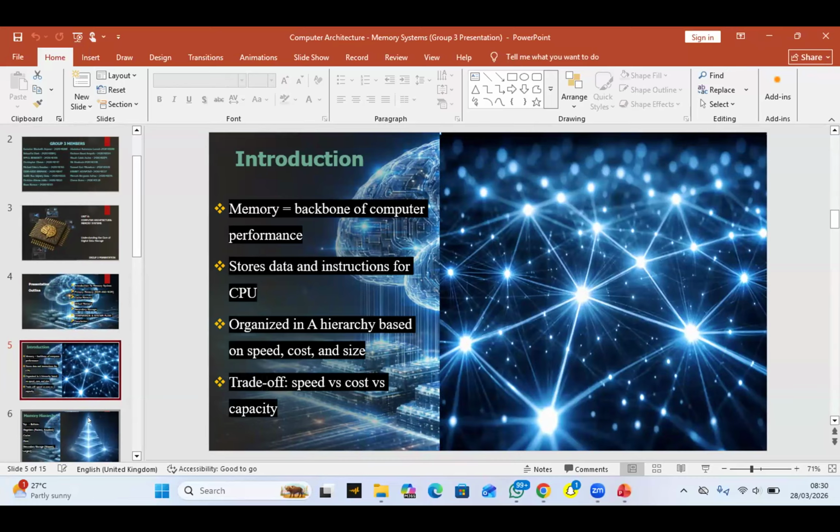Memory. Sir, every operation a computer performs depends on memory. The CPU is very, very powerful, because whenever we talk about computers, we say CPU, CPU, CPU. But without fast and efficient memory, it becomes useless. So memory is the backbone of computer performance. It stores data and instructions for the CPU, and it's organized in a hierarchy based on speed, cost, and size. And because of modern IT, we have the trade-off of speed versus cost versus capacity. Please move to the next slide.